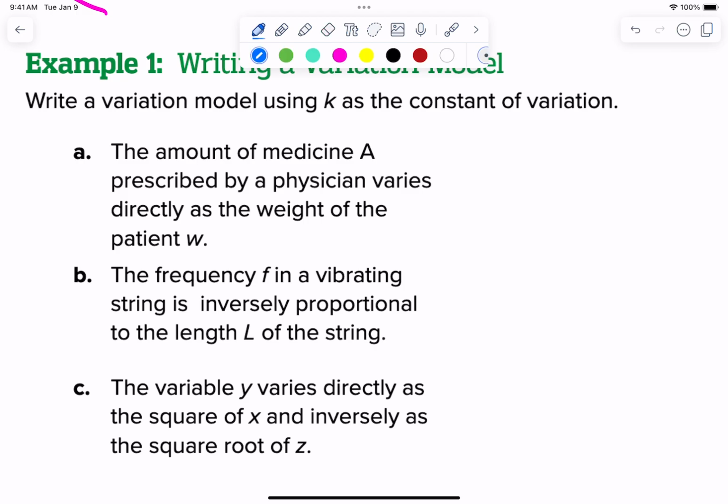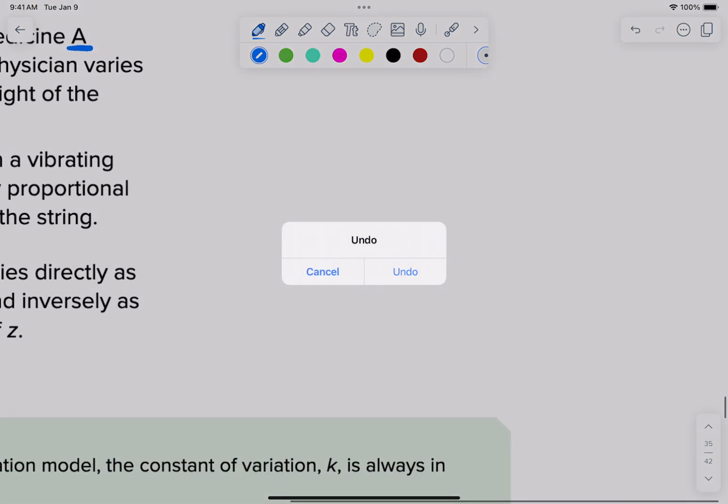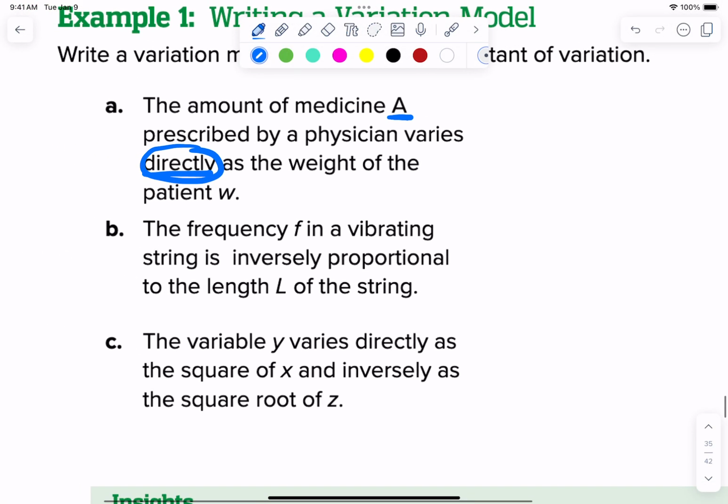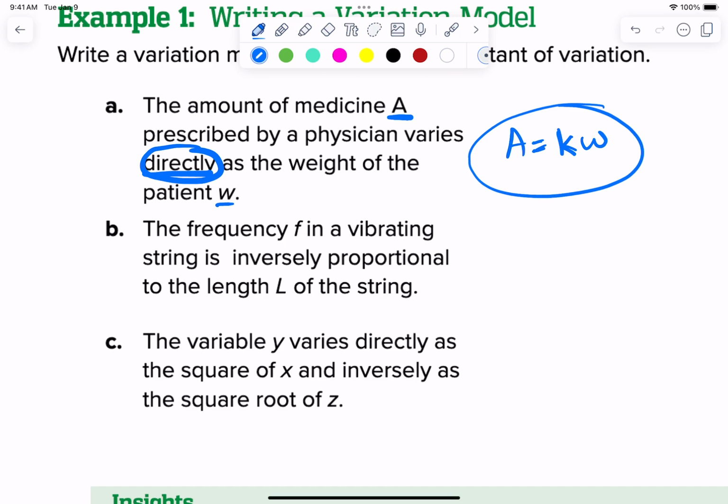All right, the amount of medicine A prescribed by a physician varies directly. So let's underline your variable, circle what the variation is. A varies directly, A equals W, as the weight of a patient. Okay? So A equals K W, KW, right? We don't know what the constant of variation is, so we just put K in there. And the K is probably going to depend on what medication we have, right?